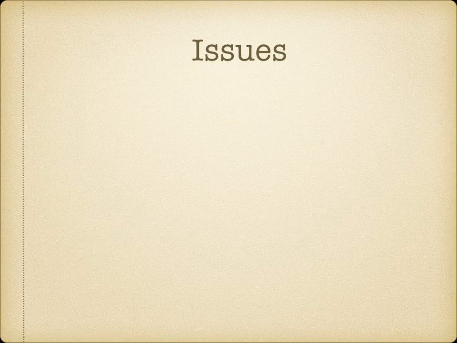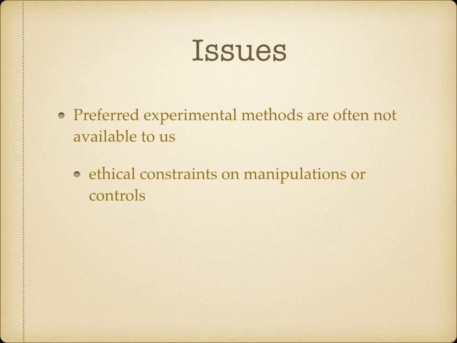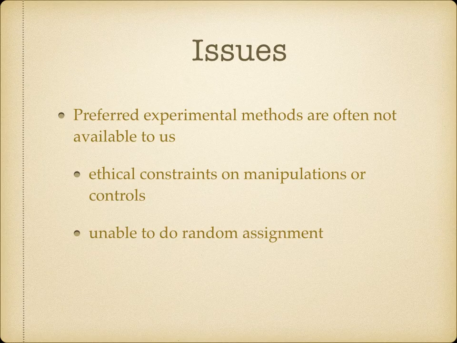Whenever we're doing research studies, sometimes certain issues creep up that can get in the way of us doing it in our ideal experimental approach. Ethical constraints, or manipulations or controls that we can't do. We can't create the situations we want to. And so that can be a problem, or practical problems in terms of creating manipulations or control conditions. And maybe we just can't do random assignment for various reasons.